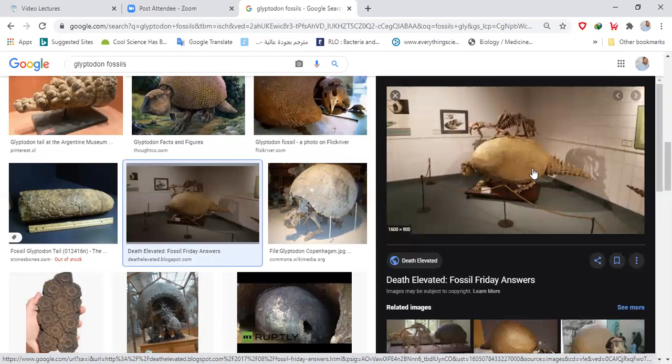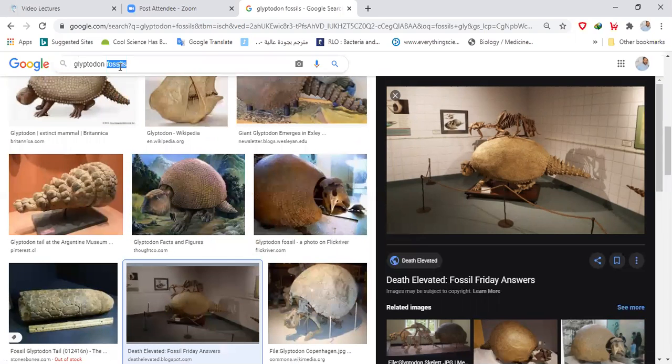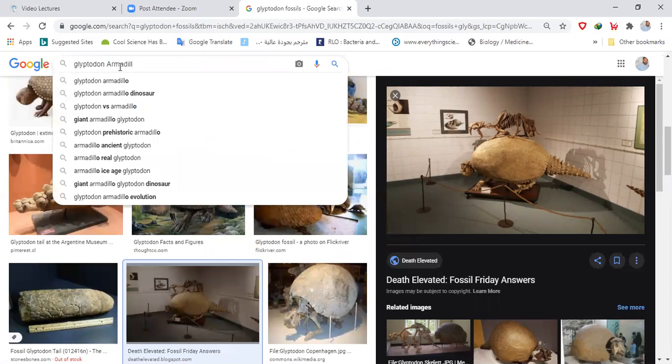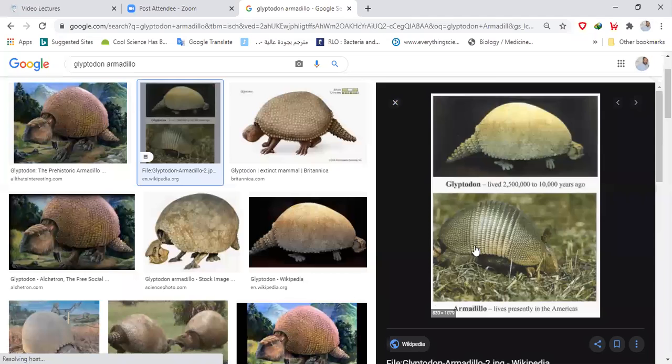Look, this is a large fossil of the Glyptodont. Look at the armadillo. This is today's armadillo. The armadillo size is at most 0.5 meter, half a meter only.